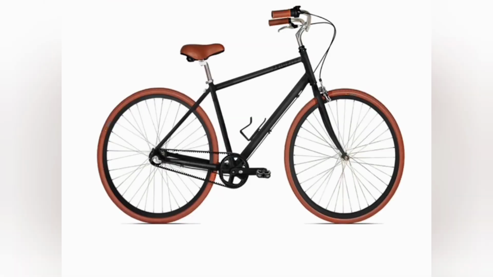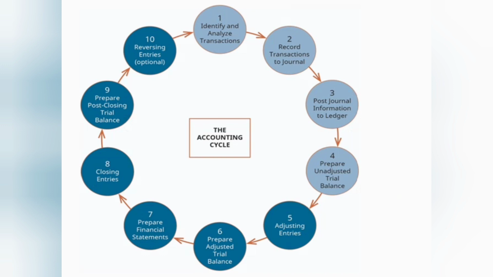As in the picture, you can see a bicycle has two wheels, on which the whole bicycle depends. Similarly, accounting also has its cycle, on which all the accounting information or accounting functions depend. So in this tutorial, I am providing you the information of all these steps in detail. Okay, watch the full video without skipping. Okay, let's move towards the first step, that is identify and analyze the transaction.